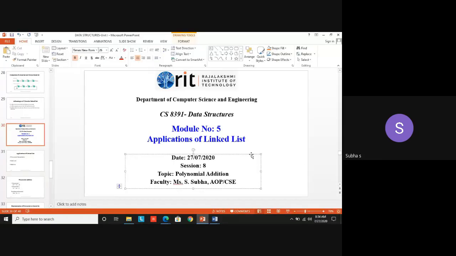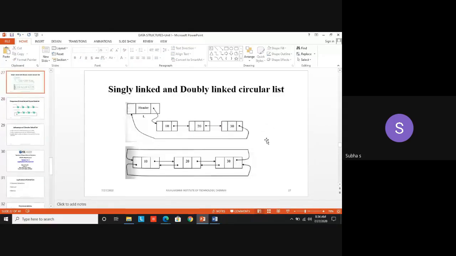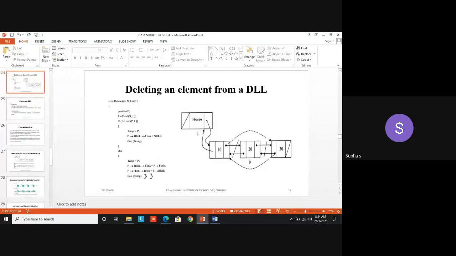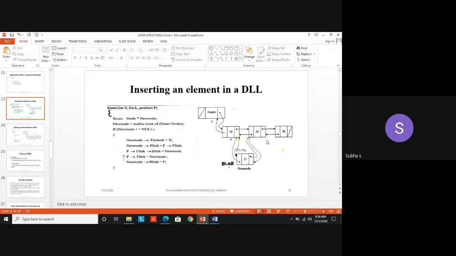Now, we are going to see applications of linked list. In the previous session, we saw what? Doubly linked list and circular linked list. In that, we saw the routine for how to insert an element in a doubly linked list and how to delete an element in a doubly linked list.